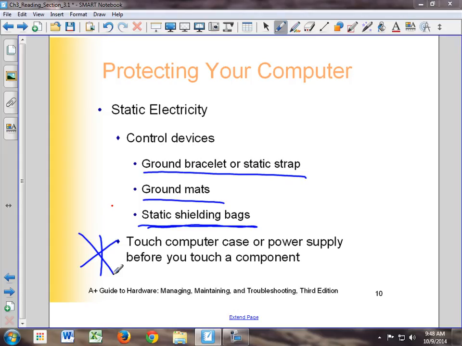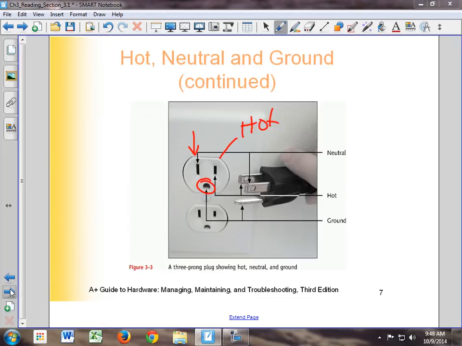So if I was asking you on the test, the first thing you do before touching anything inside of a PC, the answer would be the power supply. Should be right.